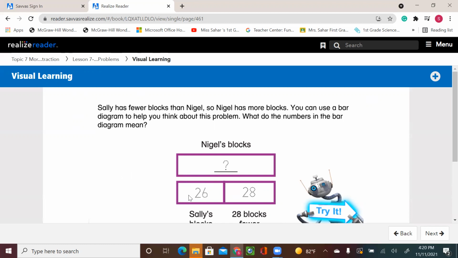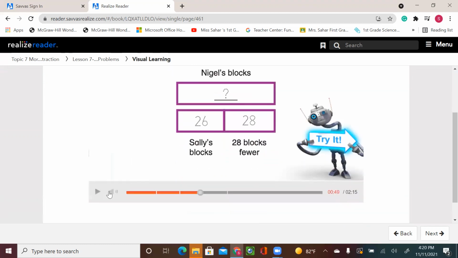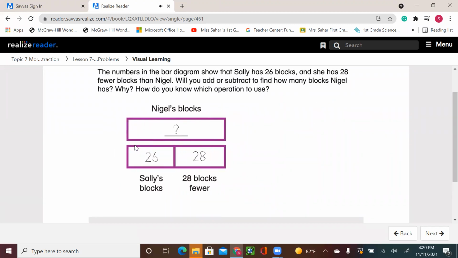So we need to add to get the total. The numbers in the bar diagram show that Sally has 26 blocks, and she has 28 fewer blocks than Nigel. Will you add or subtract to find how many blocks Nigel has? Why? How do you know which operation to use?